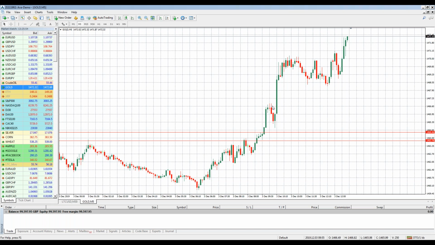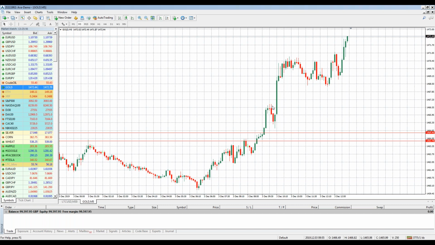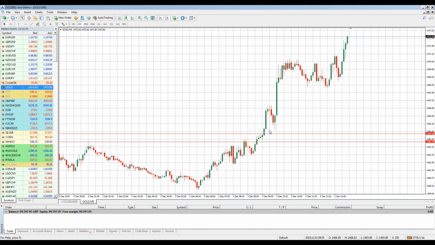Others stay with it. Either way is okay. I'm not telling you one's better than the other. But as it went sideways, you could have closed. Or let's say you missed that opportunity. You missed the first breakthrough. You saw the news. You came and it already broke through. And you say, oh, man, it broke the resistance already. I missed it. Guess what?